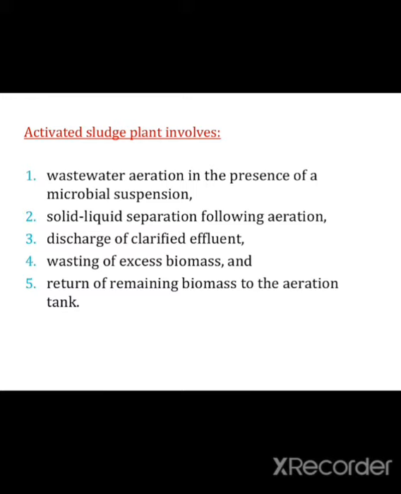The activated sludge plant involves wastewater aeration in the presence of a microbial suspension. Solid and liquid get separated. The clarified effluent is discharged. The effluent is just clarified. Excess biomass is wasted and the remaining biomass is returned to the aeration tank. The process is done repeatedly.